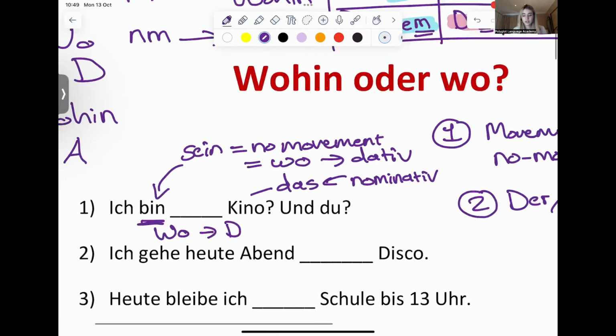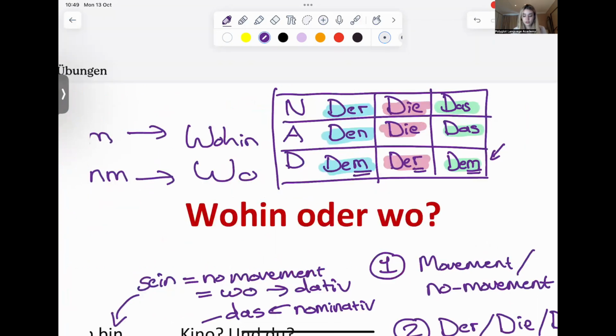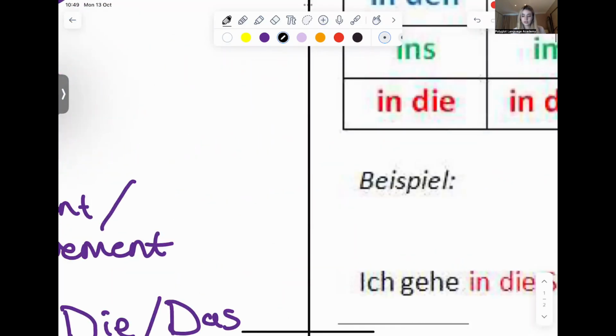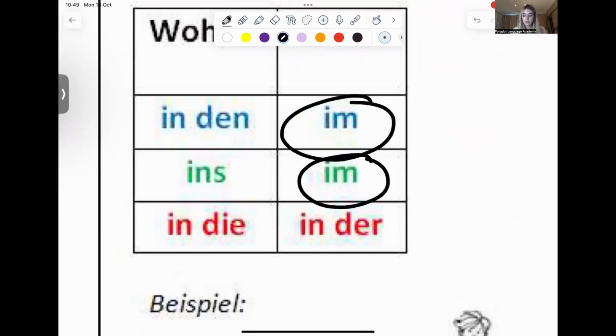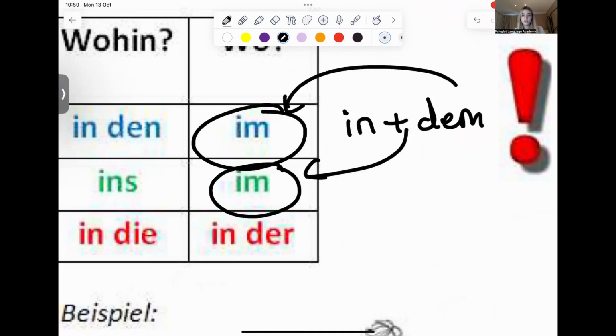So what does das change to in the dative case? To dem. Okay, so you can go right. Ich bin in dem Kino, or you can group them together, which means im. That's why this table on the side has this im here and here, because anything that has in plus dem, you can write this. In dem isn't wrong, but you hear people say im.